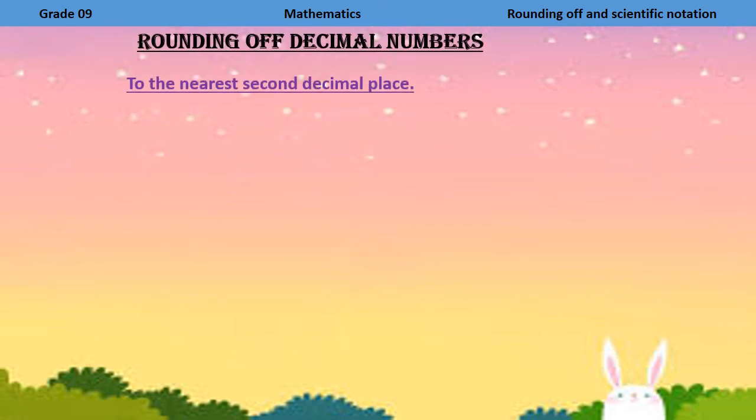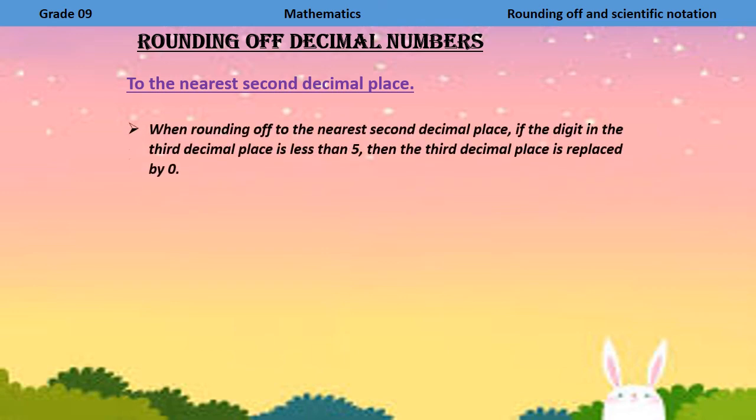When we round off a number to the nearest second decimal place, if the digit in the third decimal place is less than 5, then the third decimal place is replaced by 0. 33.321. 1 is the digit in the third decimal place, so we have to replace it by 0. Then answer is 33.32.